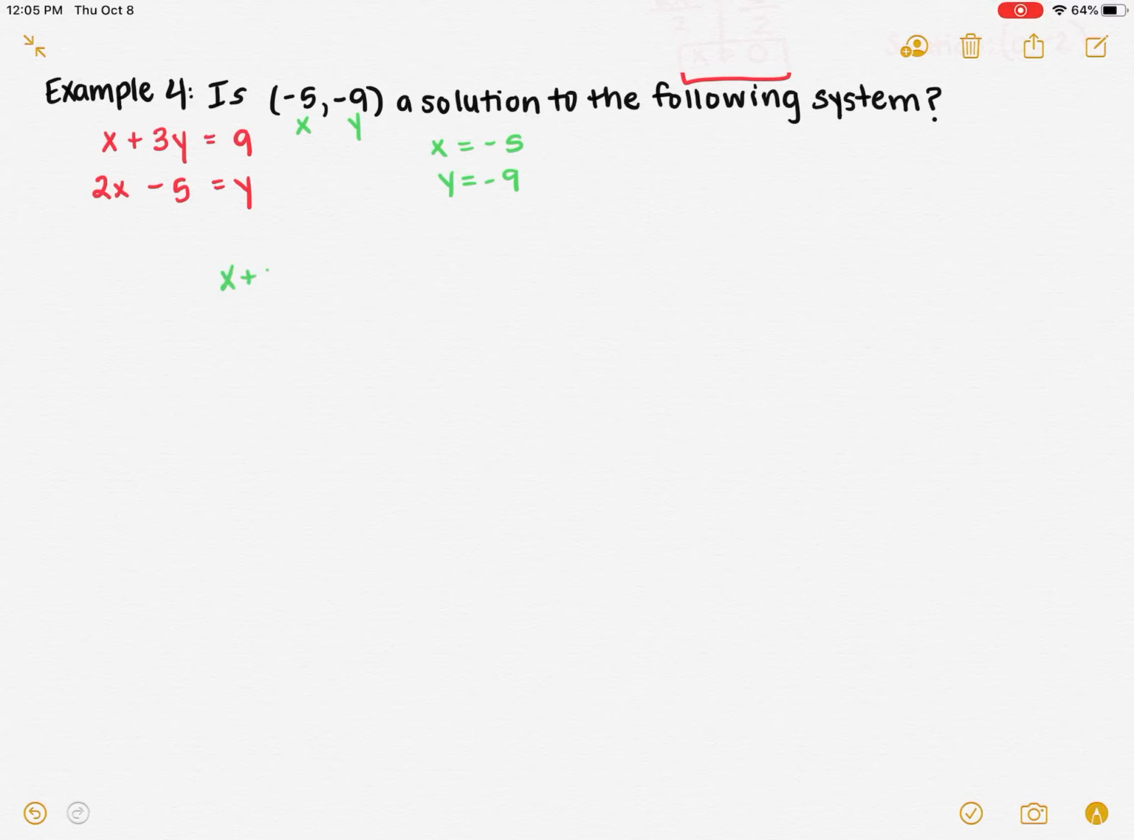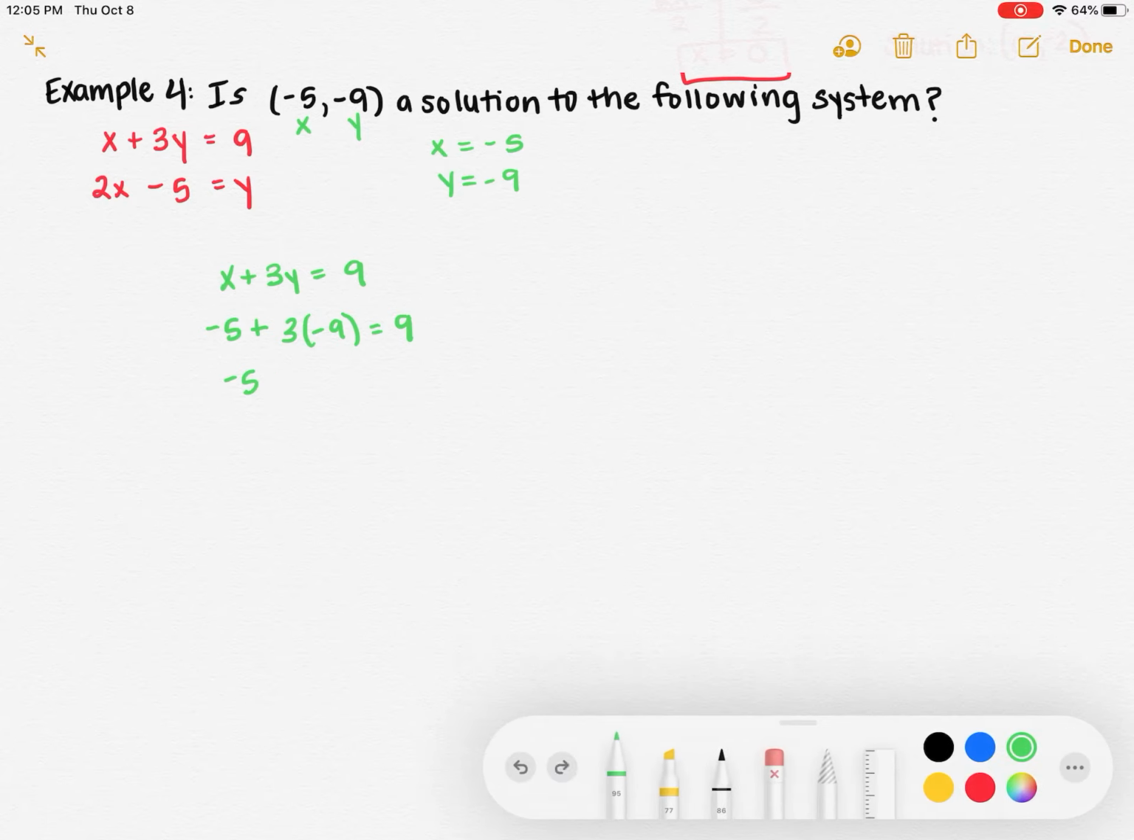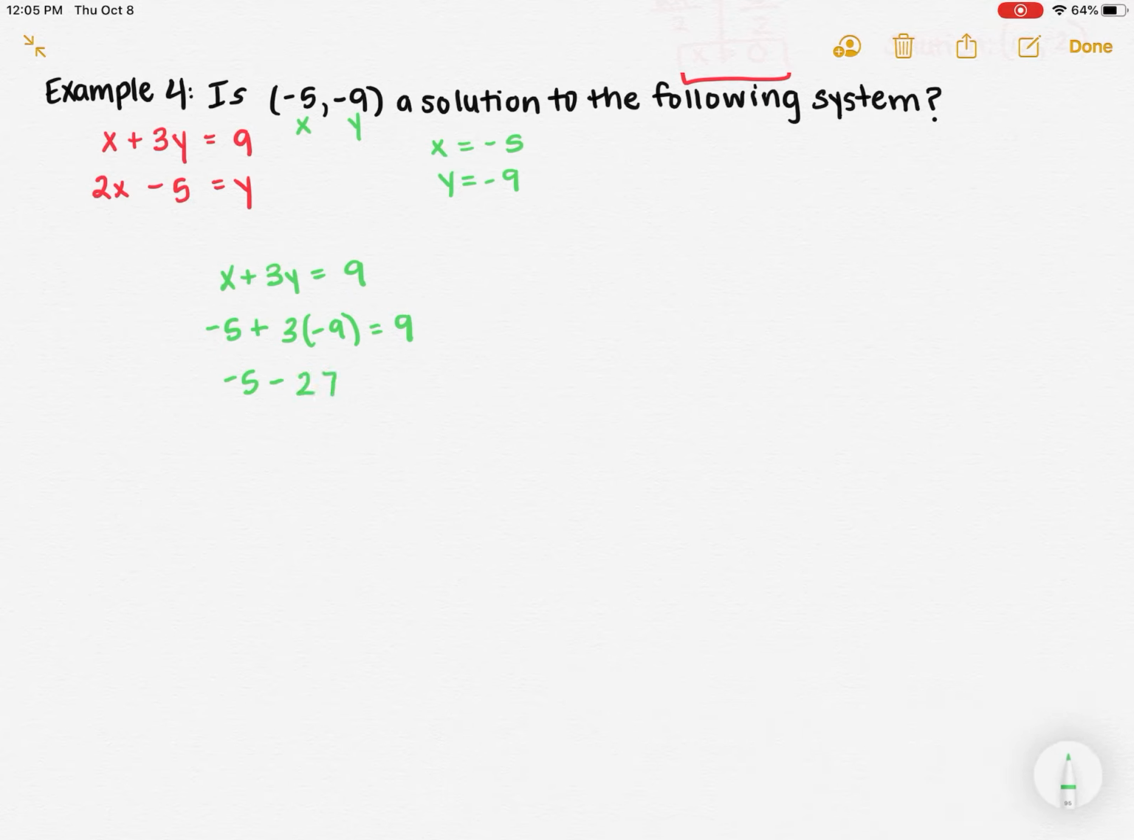So for the first equation, I have x plus 3y equals 9. I'm substituting in negative 5 for x, and then a negative 9 for y. So 3 parentheses negative 9. Now I just need to evaluate the left side and see if it gives me 9. So negative 5 plus 3 times negative 9, well, that gives me negative 27. So I'm actually going to write minus 27. And then negative 5 minus 27, if you check in a calculator, you get negative 32 equals 9, which obviously is not true, false.